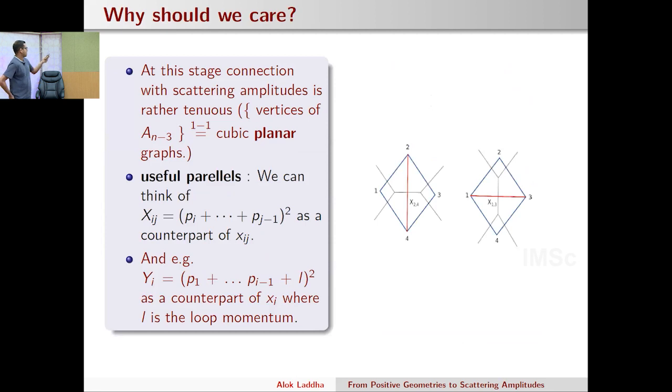Okay, and you will obviously ask, I think Bal would have asked, at this stage, what is the relation with physics? And there is really at this point no relation except the fact that every vertex of the associahedron is dual to a cubic planar graph. But that's just a tenuous link in some sense, nothing very deep.